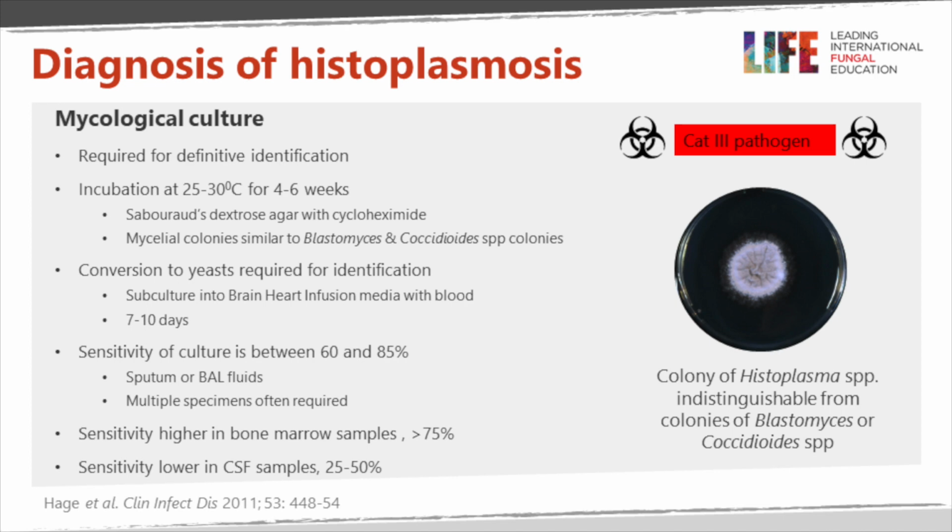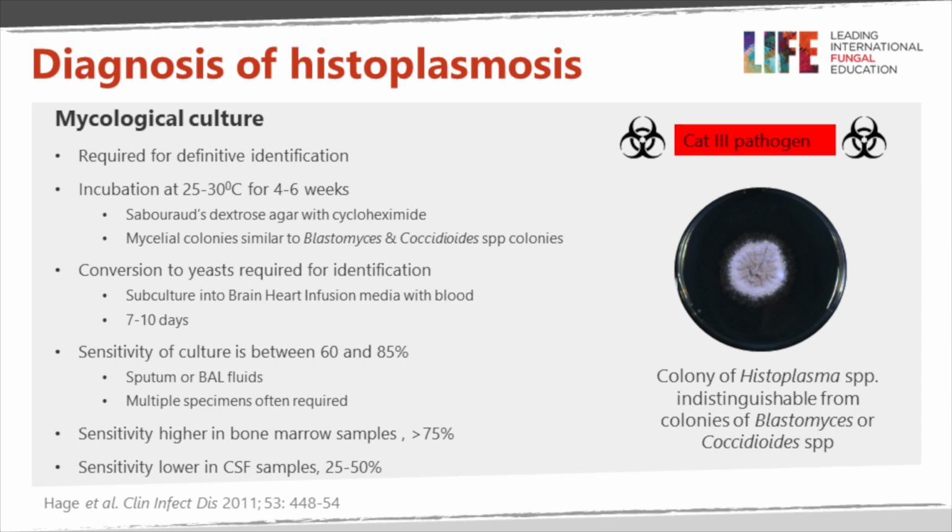It's also necessary to confirm the nature of the organism, and conversion from mold to yeast, which is usually because these are cultured at 25 to 30 degrees, so it comes up as a mold to begin with, is important to confirm that it's a dimorphic fungus and it's consistent with Histoplasma. The sensitivity of culture is reasonable, 60 to 85% on sputum and BAL fluids, but multiple samples are often required. It sometimes comes up in TB cultures as well. Bone marrow gives you a higher yield and CSF gives you a lower yield.